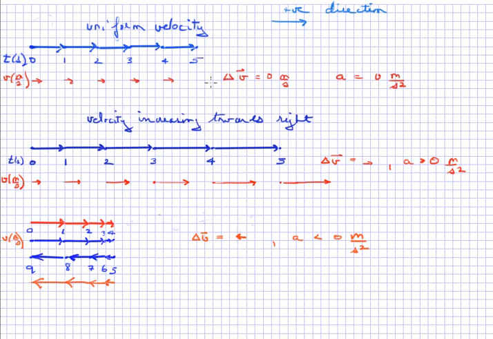And the important idea is that there is no change in velocity, so the delta velocity is 0 meters per second. Delta means change in. That means that the acceleration is 0. Delta V is 0. Constant uniform velocity. Okay, next case, velocity increasing towards the right.